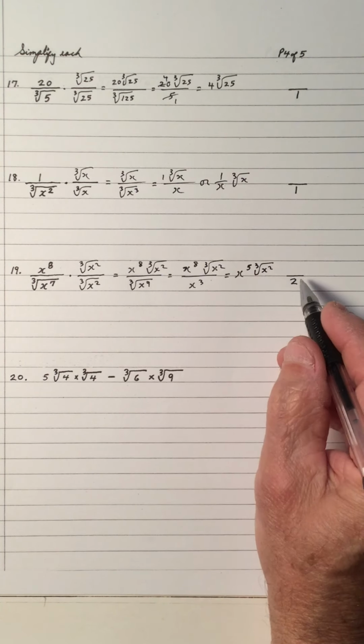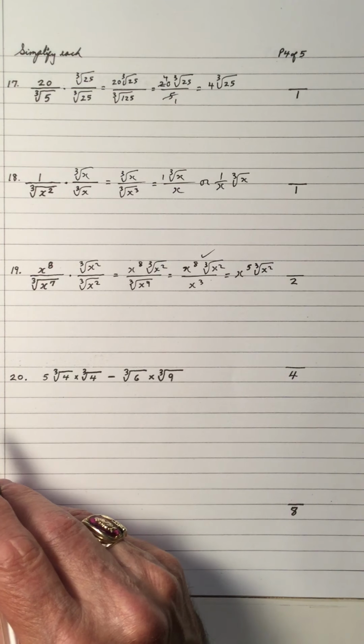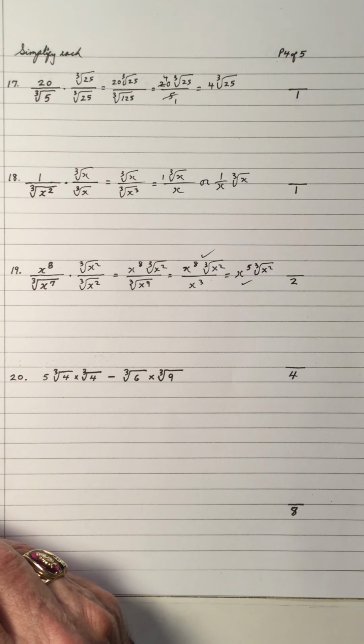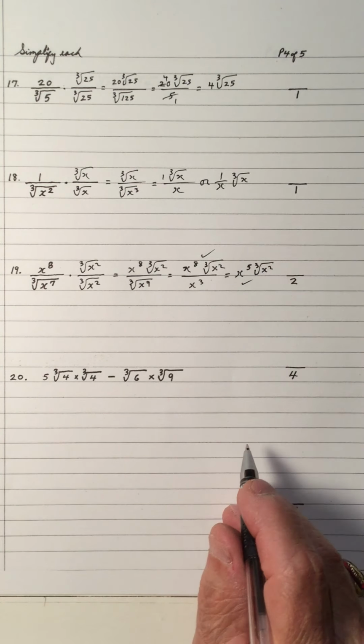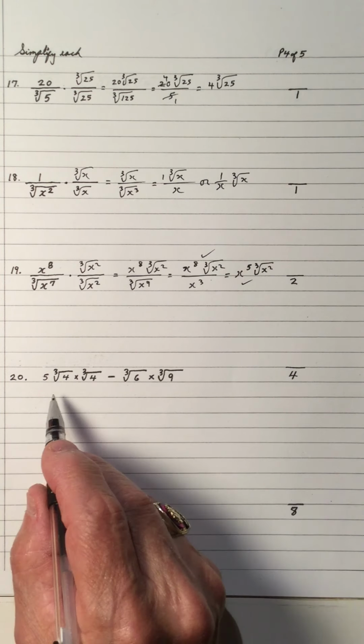So there's the final answer. And if you have this step right here, as far as here, you give yourself a mark. If you simplify it, you give yourself a mark. 2 marks altogether.